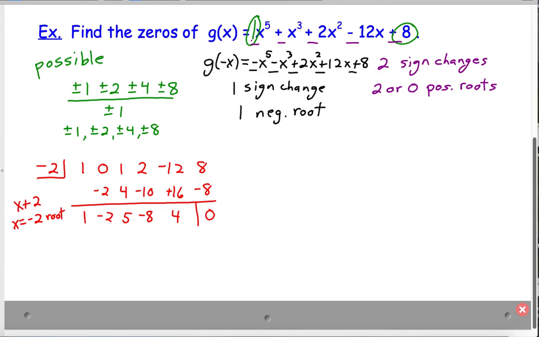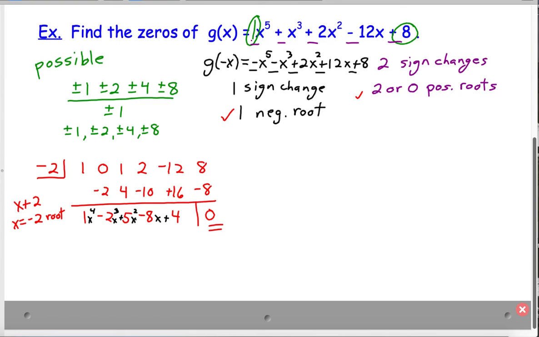All right, so what do I have left? Well, from there, I've got 1x to the 4th minus 2x cubed plus 5x squared minus 8x plus 4. So now I need to work with that. So I know that I've got one negative root. So that's taken care of. I also know that I have 2 or 0 positive roots. So let's try a positive one. I could do 1 or 2 or 4 or 8. Let's try a 1. And you know, if it doesn't work out, if you get a remainder, then that's not a possibility, you try another one.